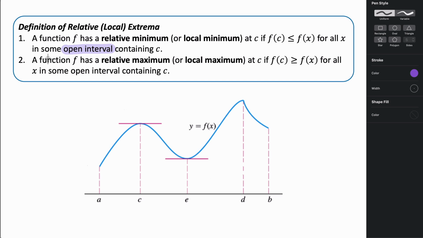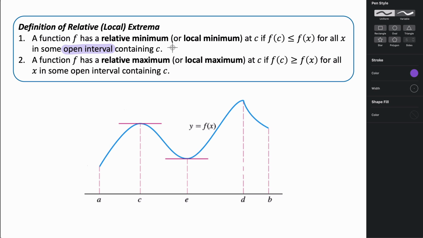Since it has to be surrounded by some open interval, a relative maximum or a relative minimum cannot occur at an endpoint. This idea is kind of up for debate. Some books define endpoints as having the ability to be local extrema. It really varies from book to book, teacher to teacher. So if your professor or teacher says endpoints can be relative or local extrema, then you just follow whatever your teacher is saying.